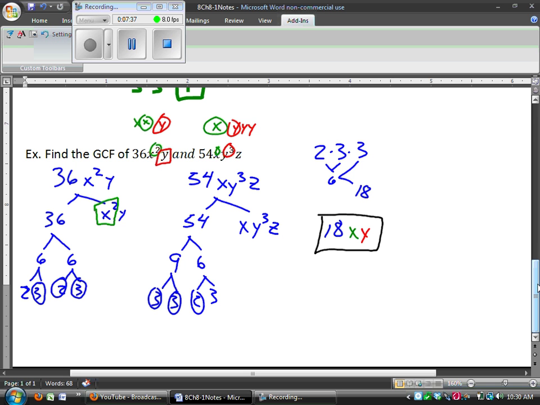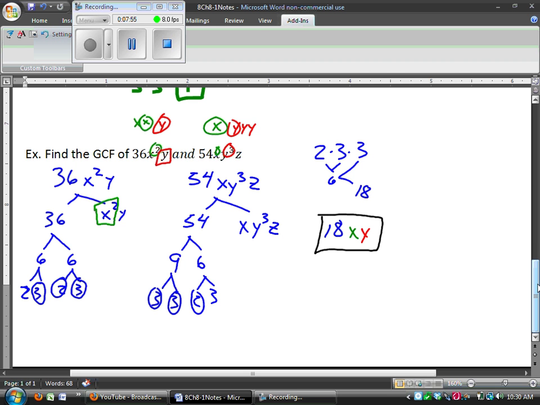Okay? Now we're going to be doing a lot of this, so I hope that we understand this concept of finding the greatest common factor amongst monomials with these variables. Okay? The numbers you find just like you always have. Some of you will just know it right off the bat. Some of you are going to have to do the prime factorization to figure it out. But the more you practice it, the easier it's going to be.